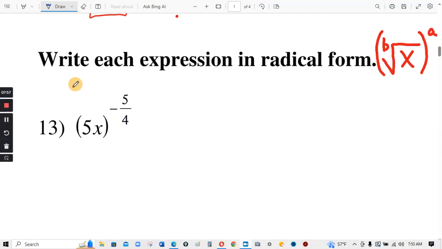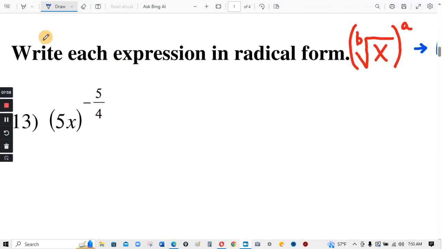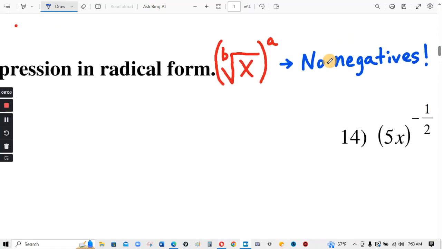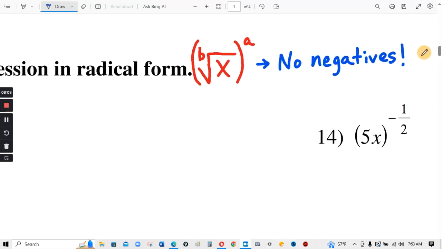All right, next section, we're back to the same instructions at the beginning. Write each expression in radical form. So it's going to be like this once again, just like the first section, but you want to make sure you have no negatives. Okay, so the exponent can't be negative and the root can't be negative.